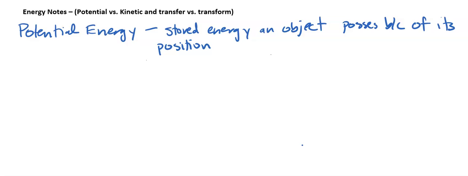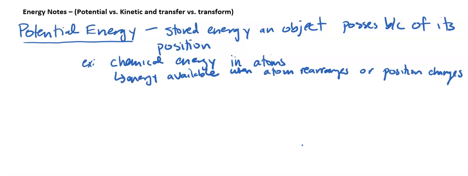Okay, so we'll think of different types of potential energy. Chemical energy is an example. Atoms and all sorts of things have potential energy in the atomic molecules, and that energy becomes available when the atoms rearrange or position changes. I also think of gravitational potential energy. If we change the position of an object, it has the potential to create more kinetic energy or different types of things. So I think of the word potential with a lot of these things.